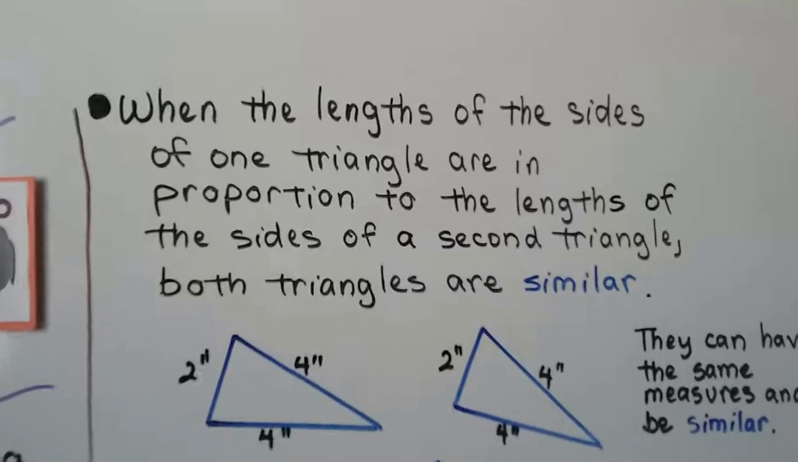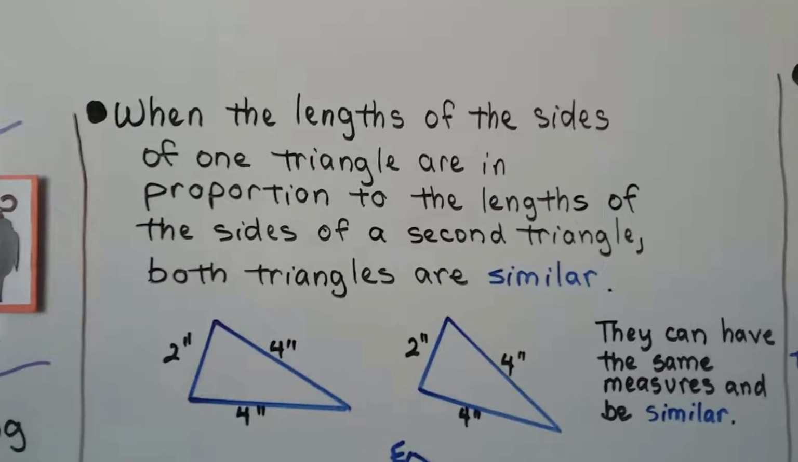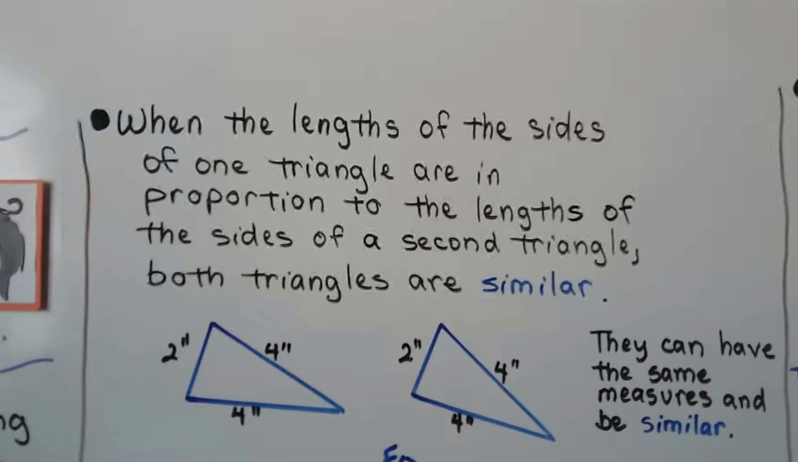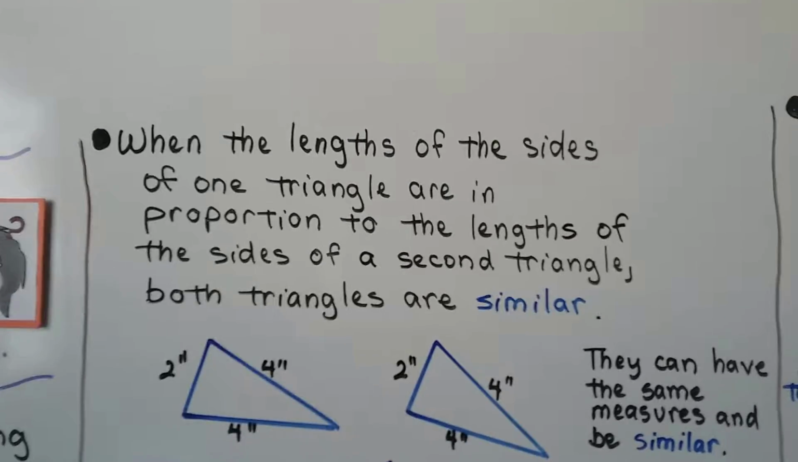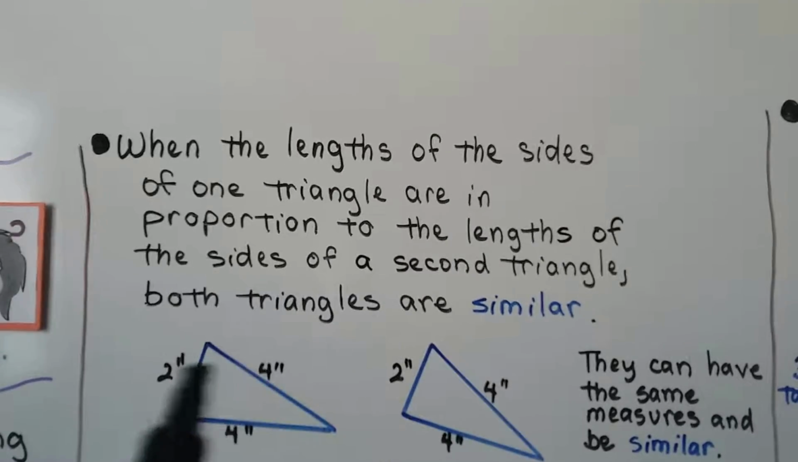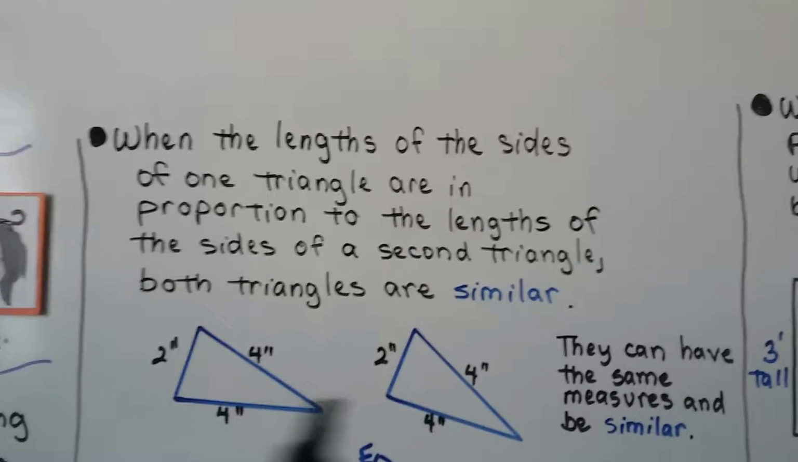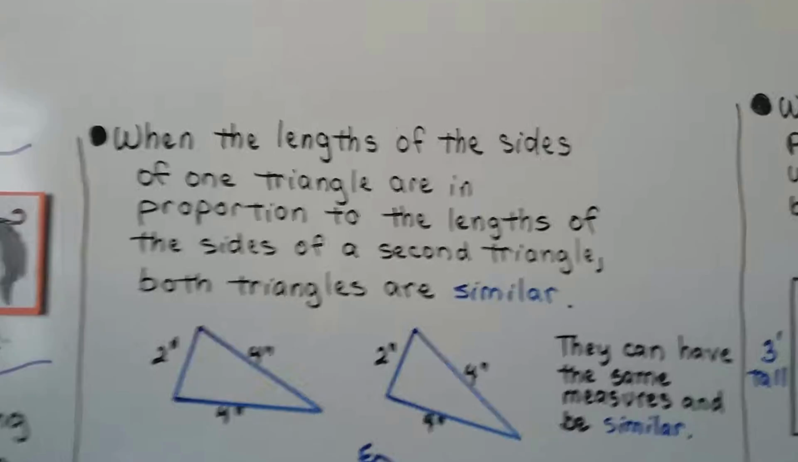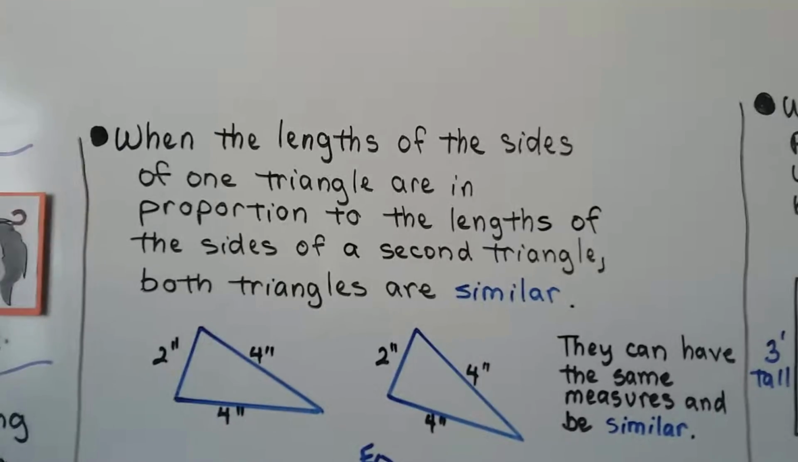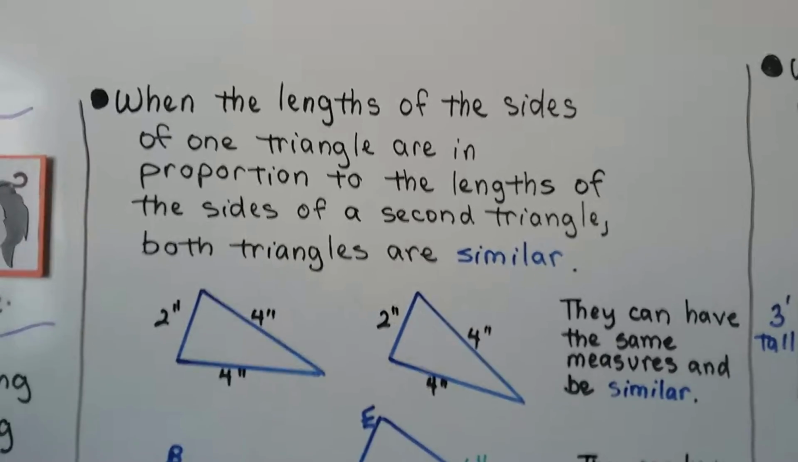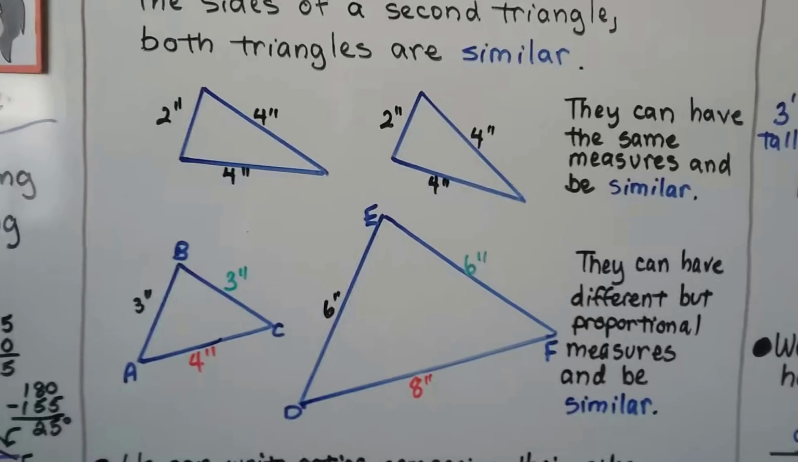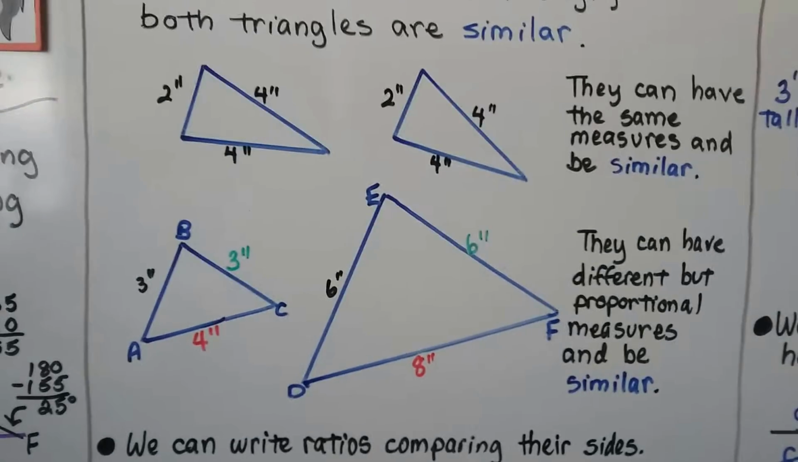But also, when the lengths of the sides of one triangle are in proportion to the lengths of the sides of a second triangle, both triangles are similar. So here we have two triangles, and they have the same measures. So their ratio is 1 to 1. They're the same, see? So they can be similar, but these are also congruent, aren't they? They can have different but proportional measures and be similar.